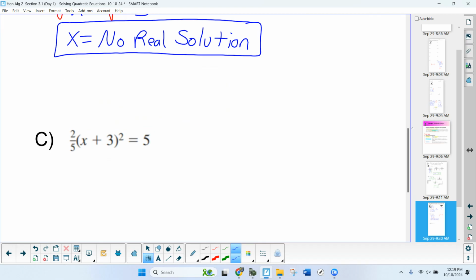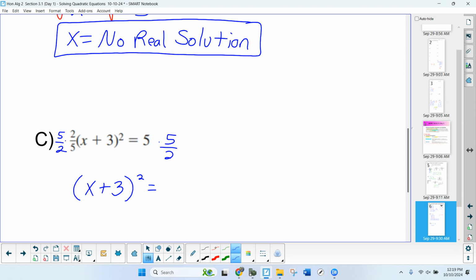All right. This one is getting you ready to complete the square. You are not allowed to distribute the 2/5. That's a big no-no. Because you'd have to do the square first, and you'd have to FOIL. How do I get the 2/5 to go away? You can divide by 2/5, or you can multiply by 5/2. When you do, you get x plus 3 quantity squared equals what?